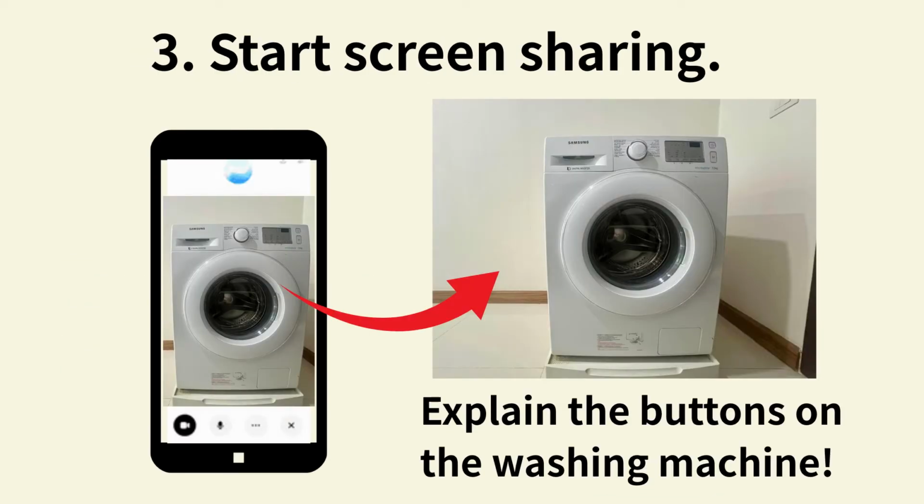3. Start screen sharing. For example, if you want to understand the buttons on a washing machine, you can simply show the screen. And that's all it takes. Since washing machine buttons are often labeled in a foreign language, this is really helpful. You can just ask, "What does this button say?" Or, "Can you explain the buttons on the washing machine?"